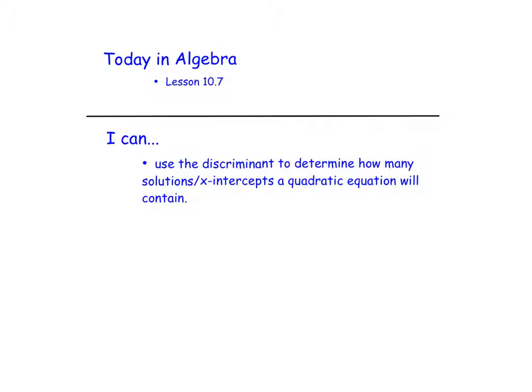All right, so today in algebra, we're going to extend our knowledge of the quadratic formula and use something called the discriminant, which is contained inside the quadratic formula, to help us guess ahead of time how many solutions or x-intercepts, which is where y equals 0, a quadratic equation will contain. So we're just going to use it to predict how many solutions or x-intercepts a quadratic will have. And you'll see how that applies as we look at the next few slides.